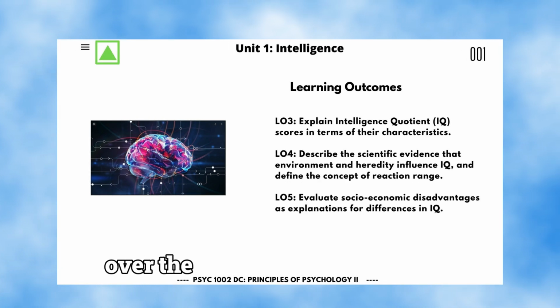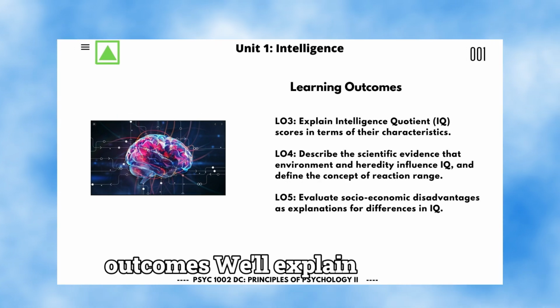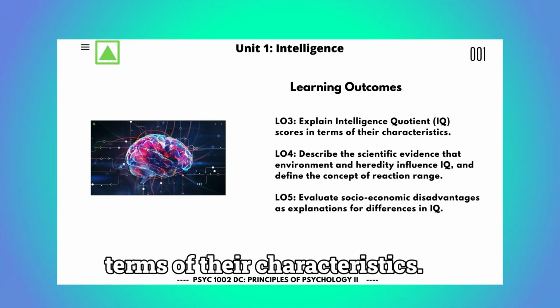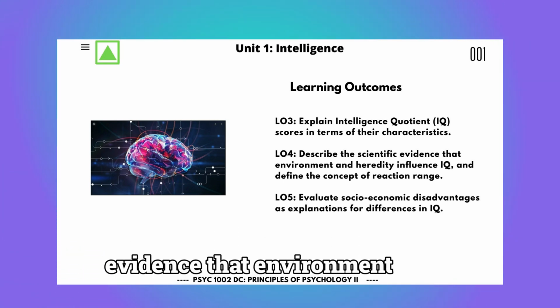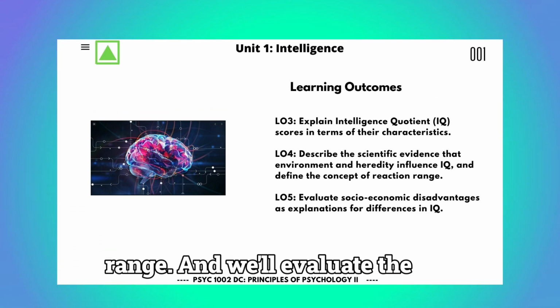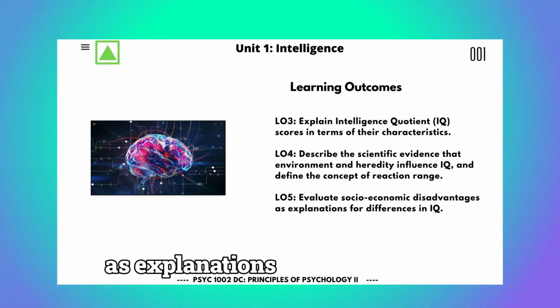In this screencast, we're going to go over the following learning outcomes. We'll explain intelligence quotient scores in terms of their characteristics. We'll describe the scientific evidence that environment and heredity influence IQ, and we'll define the concept of reaction range, and we'll evaluate socioeconomic disadvantages as explanations for differences in IQ.